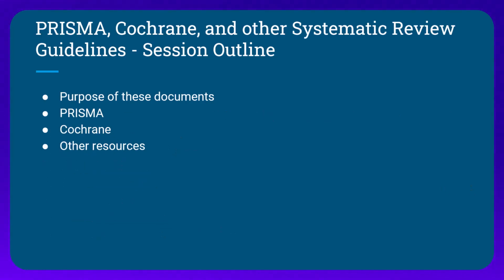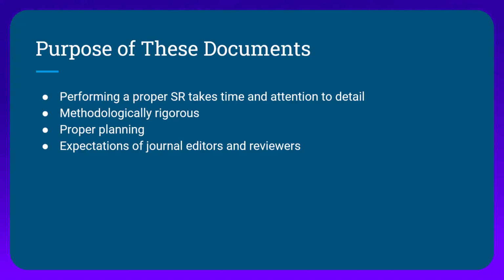Here's a quick outline of what will be covered during this session. We'll be looking at the overall purpose of these various guiding documents. Then we'll look at PRISMA and Cochrane specifically. After that, I will discuss some other resources that can be helpful for learning more about how to perform a systematic review.